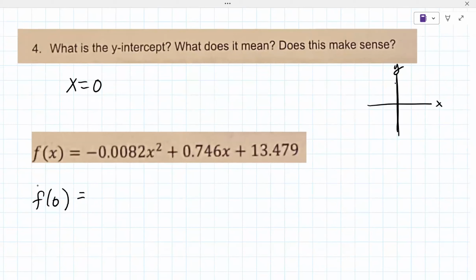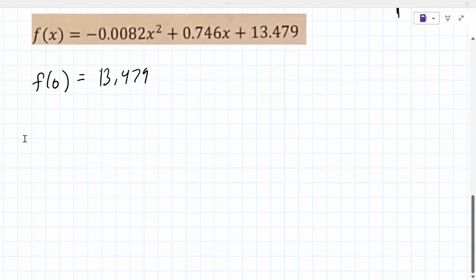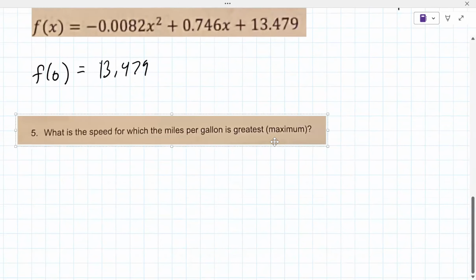f of 0 equals, and then I'll just do the same thing but multiply them by 0. So it'd just be 13.479, correct? There you go. That's good. I guess that makes sense because the y-intercept has to have a 0 and then the numbers.